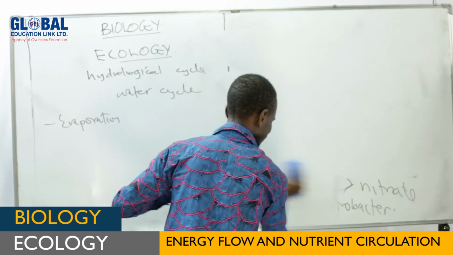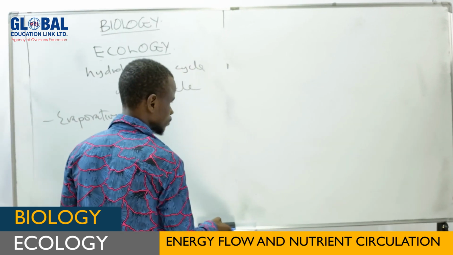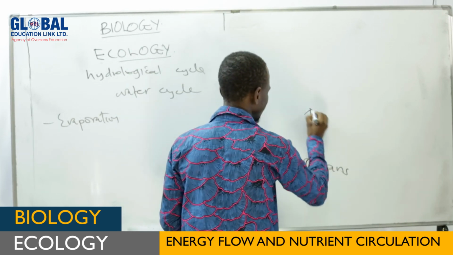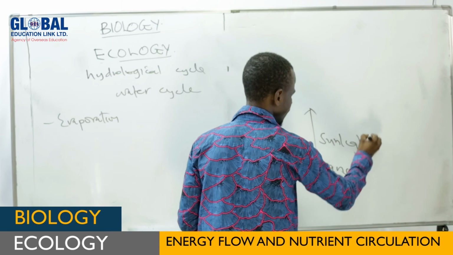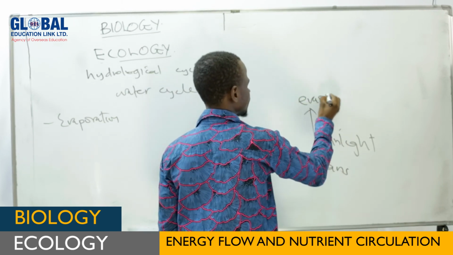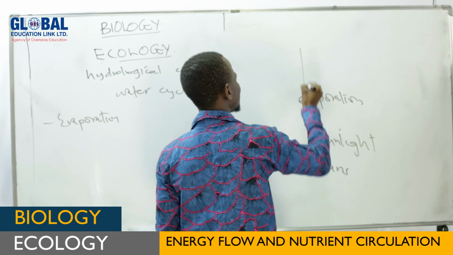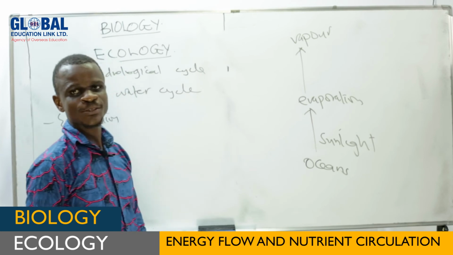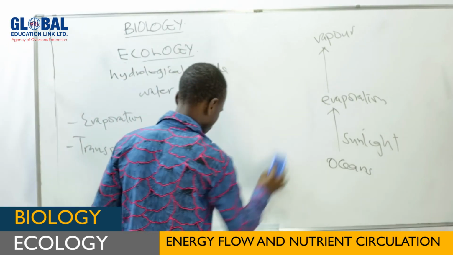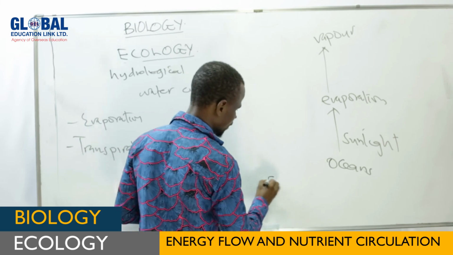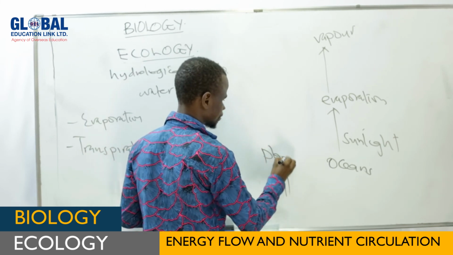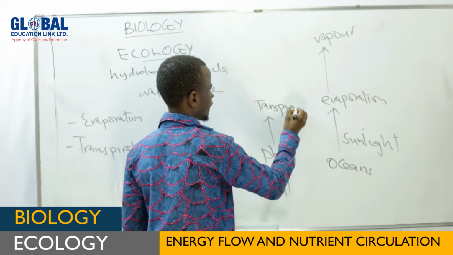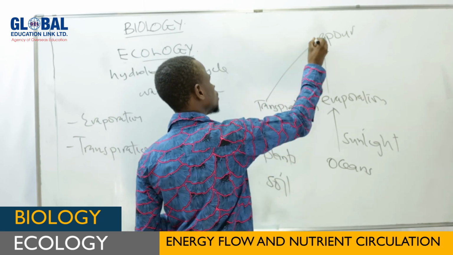Let us write here, my student. You have water bodies like ocean. When sunlight is there, let's say sunlight here, evaporation takes place. Evaporation results into what? Vapor. Are you following, my student? Then, my students, take an example. We have soil here with the plants, where the process of transpiration takes place. This also results into vapor.